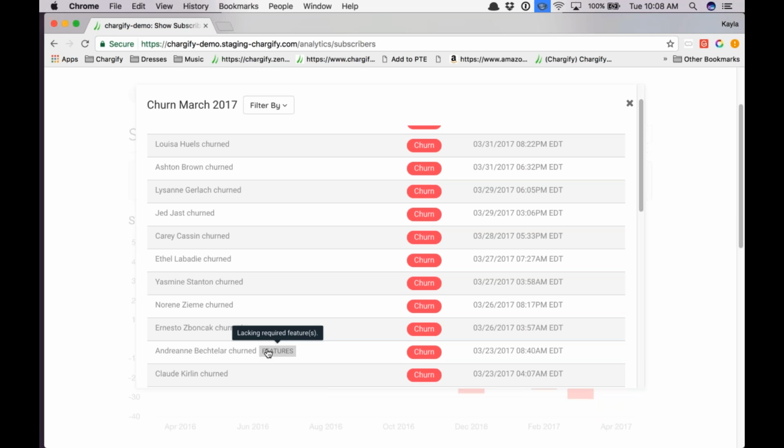But this will essentially allow you to put a tag on those churn customers. So at the time that they cancel, they have an option to select why they're leaving. And this will also show up on these reports as well. So if I'm trying to figure out why did this customer leave, I can look in and see, okay, we were lacking a certain feature.